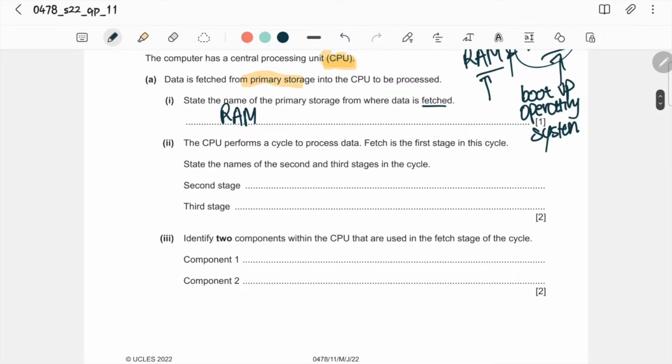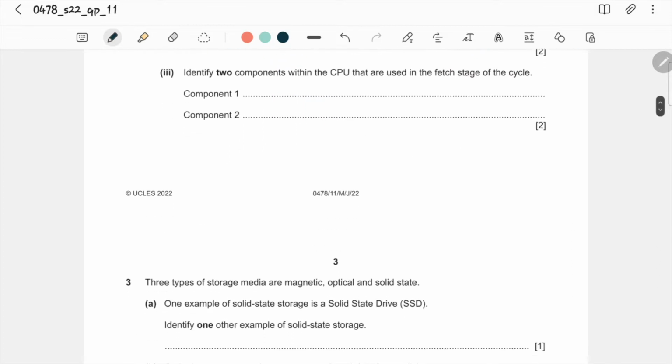Now the CPU performs a cycle to process data, and they've told us fetch is the first one. What is the other one? It's fetch, decode, execute. So fetch, decode, and then execute. That's just the structure. You just need to know that.